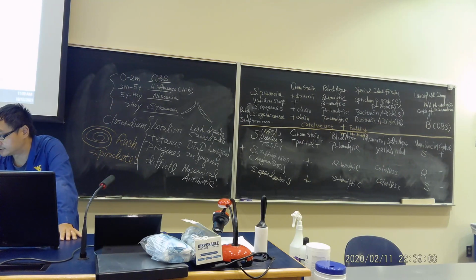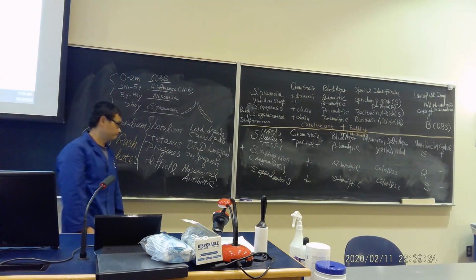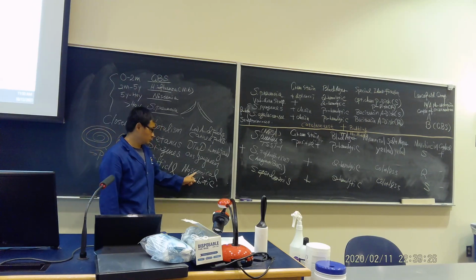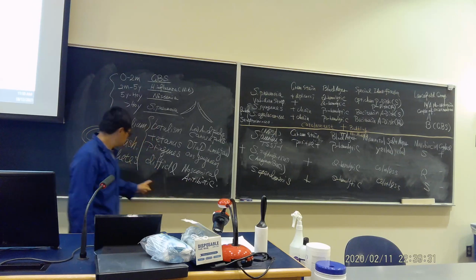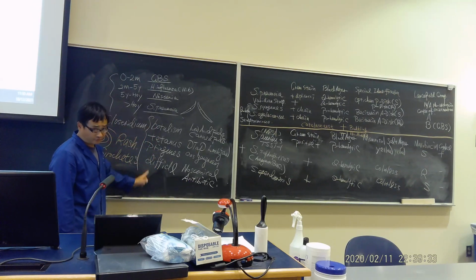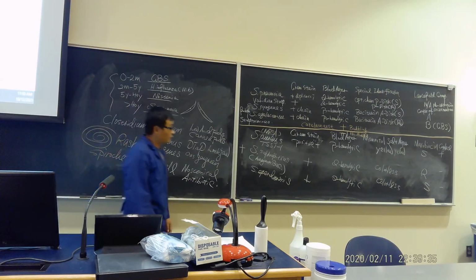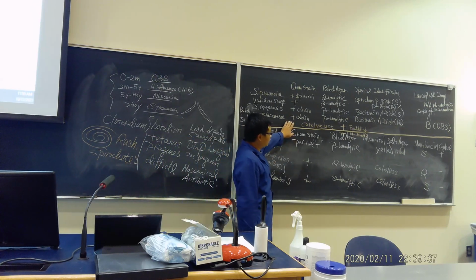pseudomembranous colitis. And this is also, they do an AB toxin test. And they do typical, unsuccessfully treated with antibiotics. Then which one? Nosocomial, antibiotic related, Clostridium difficile.